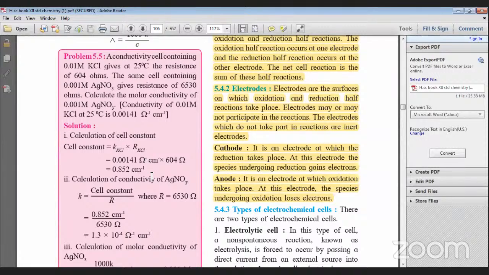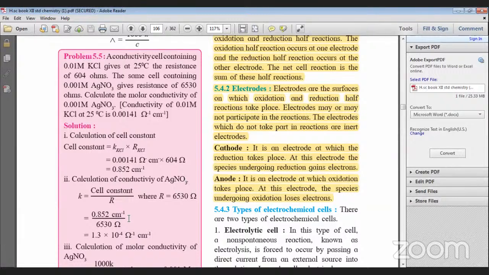Now we have calculated the cell constant. Now we can calculate the conductivity of the unknown solution. So for AgNO3, we will write the formula K is equal to cell constant upon resistance. Cell constant is 0.852 centimeter inverse. The value of R is given for AgNO3. How much is it? 6530. So that we have written. So the value of K for this AgNO3, conductivity, we got.